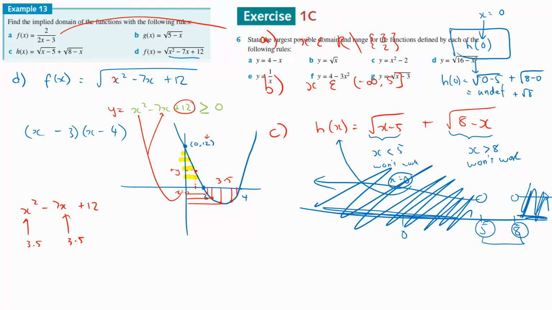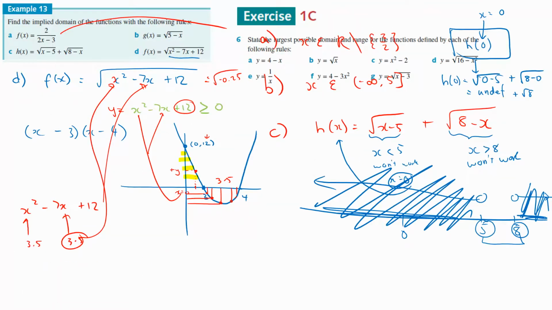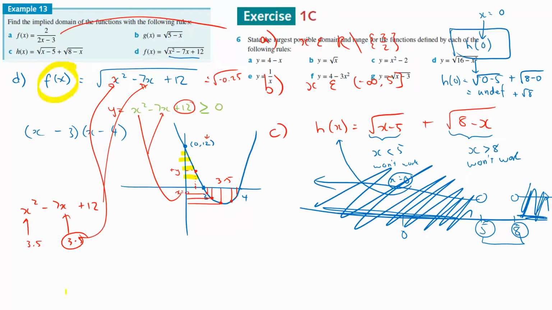And the problem with that is if I subbed 3.5 into the original equation, I end up doing the square root of negative 0.25, which we know doesn't work. We can't square root a negative, so it would be undefined. So what I can already see is I can choose any value for this f of x to work, as long as it's not between 3 and 4.